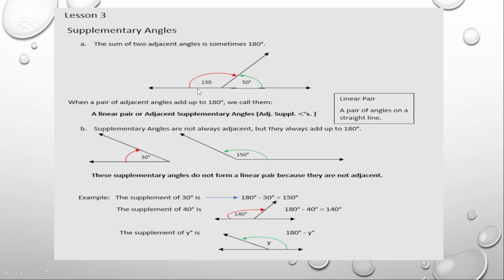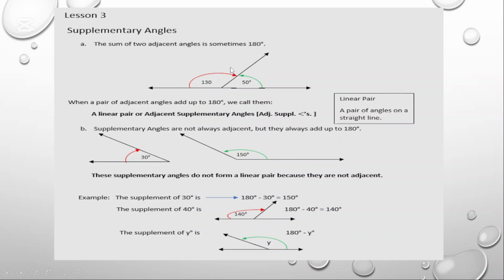So we have another name for them. Because they add up to 180, we call them supplementary angles. So supplementary angles add up to 180. There's another name for them, linear pair. So a linear pair is a pair, two angles on a straight line that add up to 180. So when a pair of adjacent angles add up to 180, we call them a linear pair or adjacent supplementary angles, abbreviation.